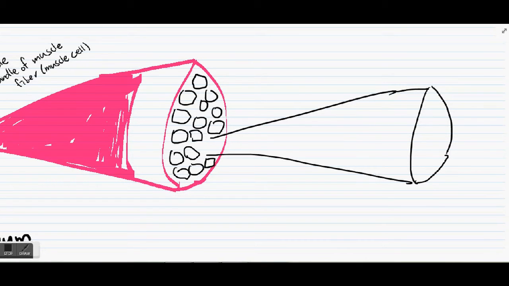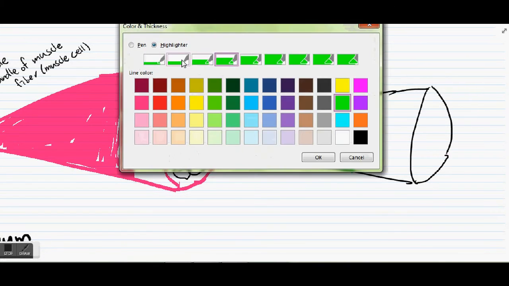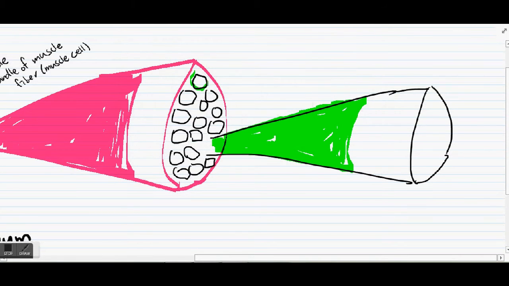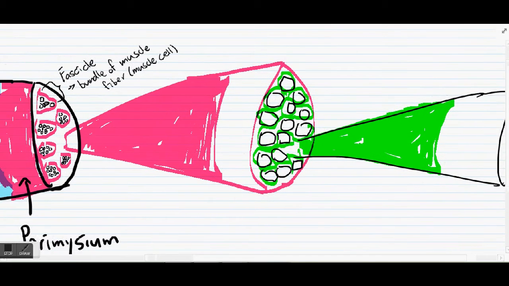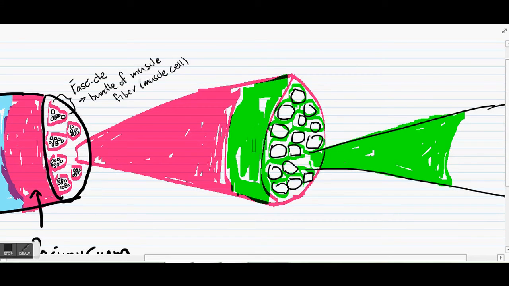They actually are going to be surrounded by yet another layer of connective tissue. Okay, and this connective tissue is going to be surrounding each and every single one of these muscle fibers. And so if you were to peel away the perimysium in the fascicle, you would be immediately looking at this green layer of connective tissue. And the name we give to this layer is called the endomysium.